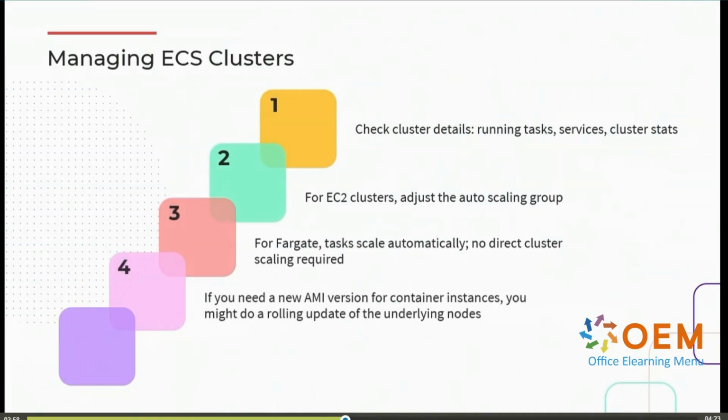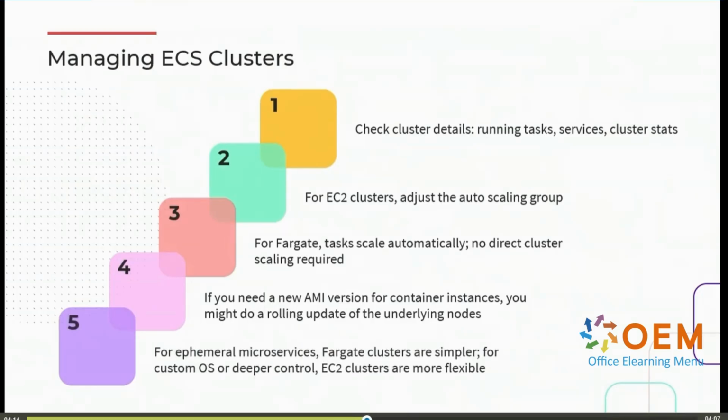And for EC2 launch type clusters, if you want to update the operating system, Docker version, or ECS agent on your container instances, then you would perform a rolling update of the underlying EC2 instances to replace them, with the instances running the new AMI. And the choice between EC2 and Fargate clusters often depends on your specific needs. Fargate offers simplicity for ephemeral microservices and event-driven architectures where you don't need to manage servers. EC2 clusters provide greater flexibility for custom operating system configurations, specialized instance types, or when you need deeper control over the compute environment.